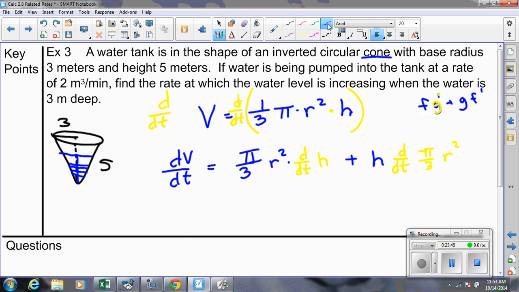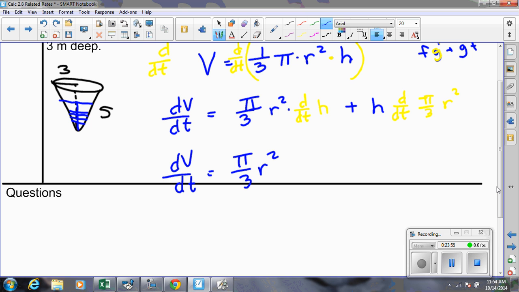And I'm just putting in this extra step so that we could see this perhaps a little bit more clearly. Pi over 3 r squared. The derivative of h would be 1, but because it's a function, that's dh dt. The derivative of pi over 3 r squared, we'd have pi over 3 times 2r, but because r is a function, we're still using chain rule with implicit differentiation. That's dr dt. And now we have created a piece that gives us our related rates.